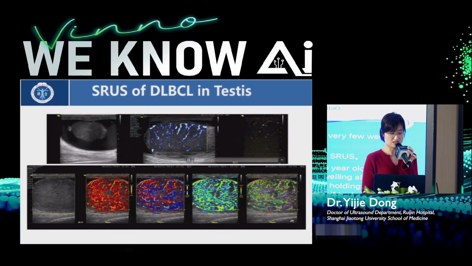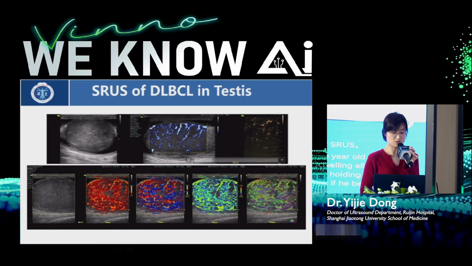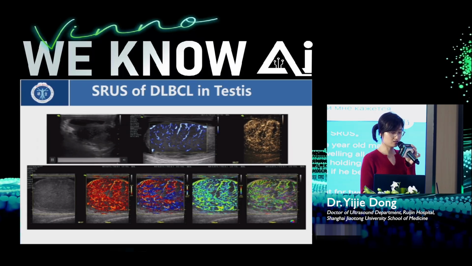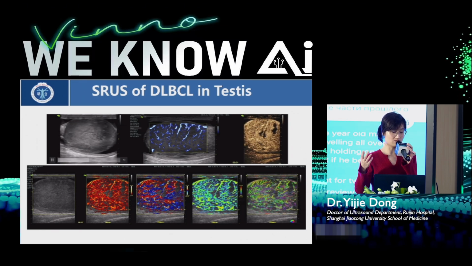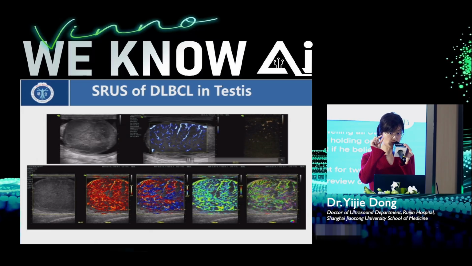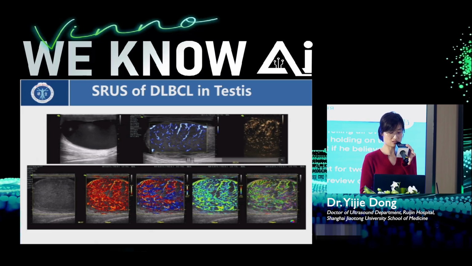This is a diffuse large B-cell lymphoma in the testes. We can also see all the parts of the testes just occupied by the lymphoma, but with a very small part of necrosis within the testes.